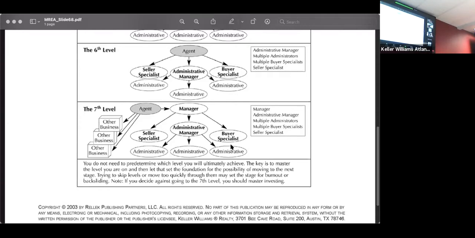You do not need to predetermine which level you will ultimately achieve. The key is to master the level you are on, and then let that set the foundation for the possibility of moving to the next stage. Trying to skip levels or move too quickly through them may set the stage for burnout or backsliding. Note, if you decide against going to the seventh level, you should master investing. That's a good point.